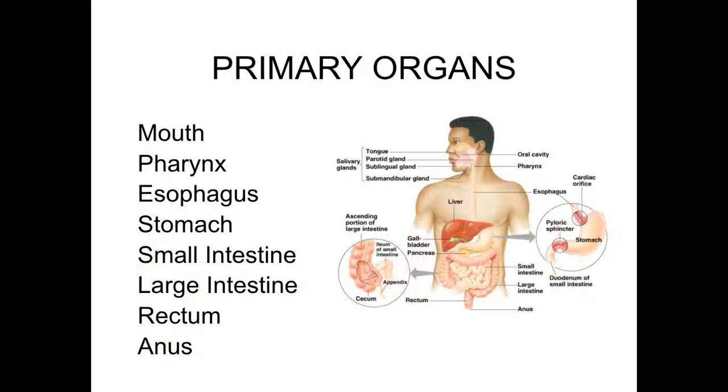Primary organs: mouth, pharynx, esophagus, stomach, small intestine, large intestine, rectum, anus. Try and come up with a way to remember it, a silly little song, whatever it is. Just know that these are the parts that the food is traveling through. These are the primary organs. This is called the alimentary canal.